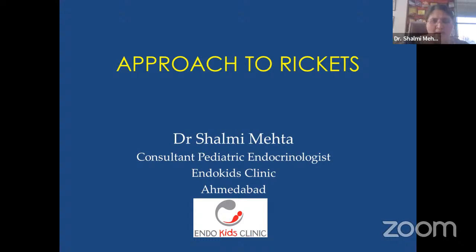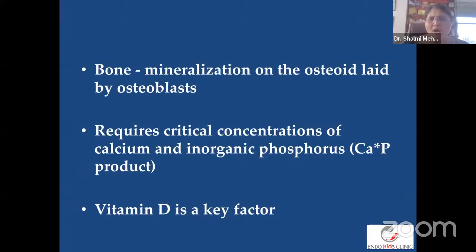So before we go to that, we know, how is a bone formed? I think you people know better than me. There is the osteoid, which is laid by the osteoblast. On that, mineralization happens. And this requires important concentrations of calcium and phosphorus. And remember, vitamin D is a key factor.